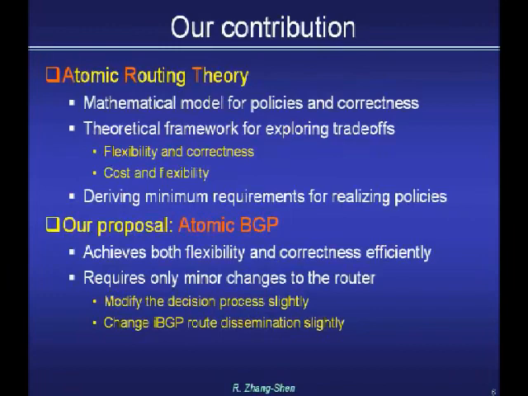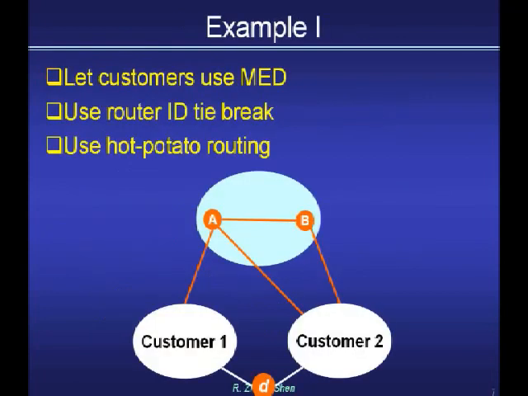And our proposal goes just a little further. Our proposal to you here is something called atomic BGP. It can achieve both flexibility and correctness efficiently at low cost, and would require only very minor changes to the router. We need to modify the decision process slightly and change the IBGP route dissemination slightly. Okay, that's enough introduction. Let's go to example 1.